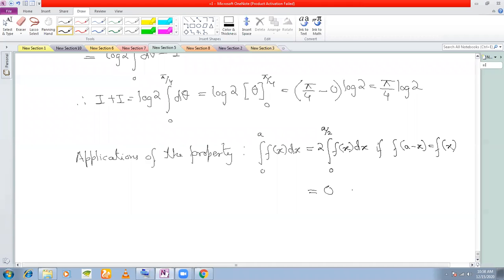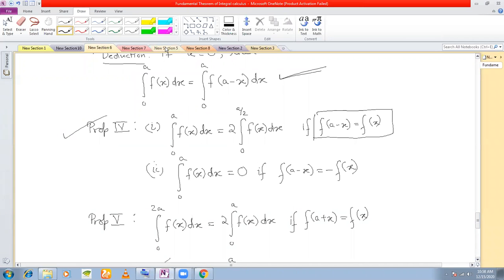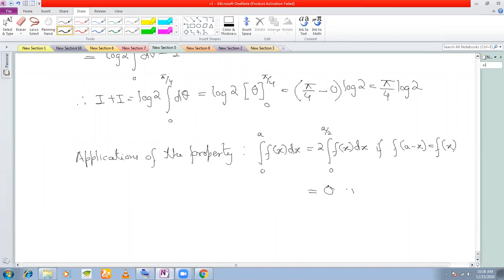Otherwise, it is equal to 0 if you see f(a minus x) is equal to minus f(x). If f(a minus x) is equal to minus f(x). Okay. So if you are able to check this, then the integral will be equal to this. Otherwise, it will be equal to 0. Straight away, you can write 0. Let us see one or two applications. Let us start with a very simple one.